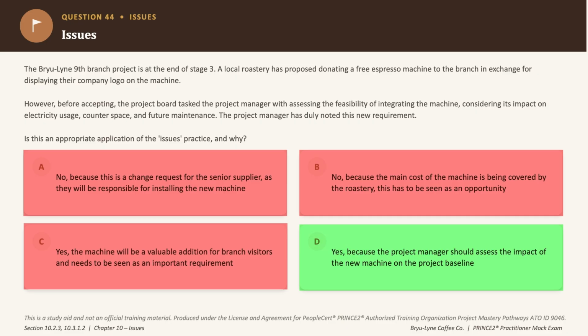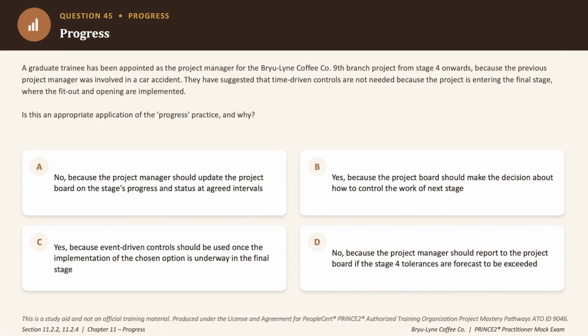Right, so with that, we move on to the progress practice for your PRINCE2 Practitioner exam. So question number 5, the drill will remain the same. Please read the question and try to solve it first before we do this together. Right, so a graduate trainee has taken over as a project manager from stage 4 and suggests dropping time-driven controls now that the final implementation stage has begun. So the question is, is this an appropriate application of the progress practice and why?